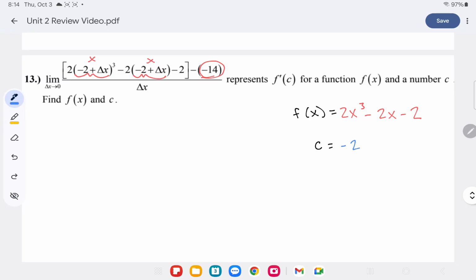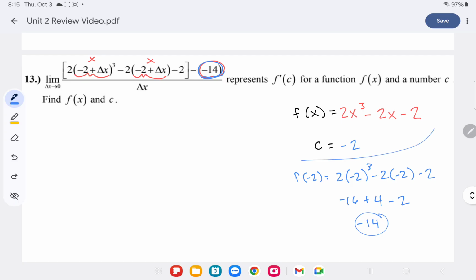And you can check your work if you're not sure if you did this right or not. If I plug in negative 2 for my x, I should end up with this negative 14. That's our f of c right there. So if I plug in negative 2, let me make sure I did this right. 2 times negative 2 cubed minus 2 times negative 2 minus 2. That's so many 2's. All right, so we get negative 16 plus 4 minus 2. And that's negative 14. Praise. We did it right.